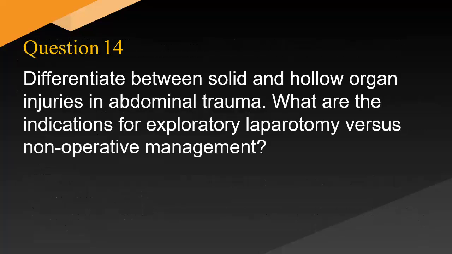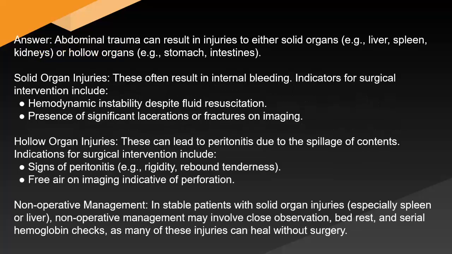Differentiate between solid and hollow organ injuries in abdominal trauma. What are the indications for exploratory laparotomy versus non-operative management? Answer: abdominal trauma can result in injuries to either solid organs, e.g. liver, spleen, kidneys, or hollow organs, e.g. stomach, intestines. Solid organ injuries often result in internal bleeding.